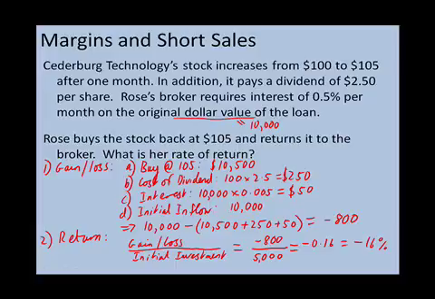This highlights the dangers of margin trading. In this example, Rose had been hoping that the value of Cedarburg Technologies stock would fall. In fact, she got it wrong, and the stock price rose. As a result, she made a loss, and that loss was far greater in percentage terms than the percentage increase in Cedarburg Technologies stock price. The stock price increased only by 5%, but Rose lost 16%.